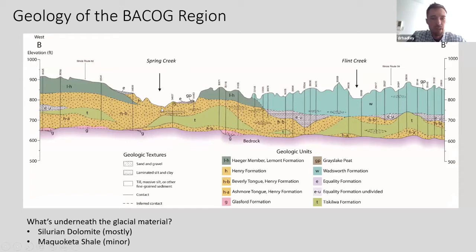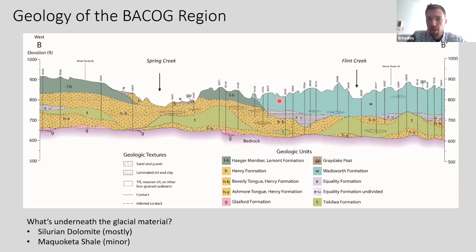And so again, this orange material is the sand and gravel formation that we refer to as the Henry. This is the primary shallow aquifer in the region. And you can see that it's at land surface here, and Spring Creek is running right over it. And as you move towards the east, it starts dipping downwards and becomes lower in elevation.